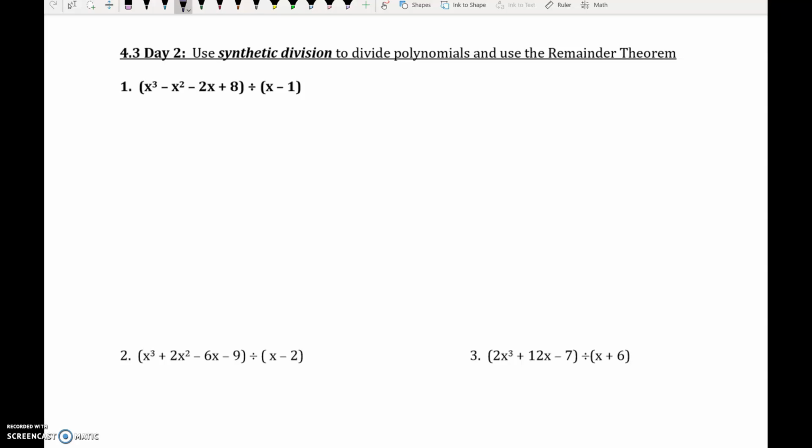Synthetic division uses the coefficients. So this is 1x to the third minus 1x squared minus 2x plus 8. We're looking at those numbers that are in front of each term.